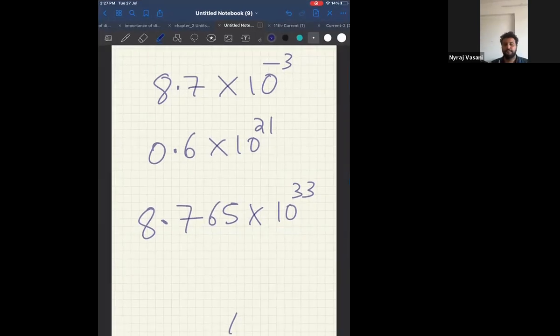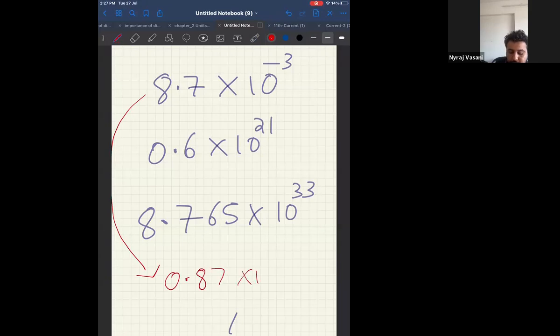Now 8.7 into 10 power minus 3. Let me take this as my first one. Is it of the form a into 10 power n? Yes. Now is a between 0.5 and 5? Answer is no. Then I have to make it in the form of 0.5 to 5. Therefore I will write it as 0.87 into 10 power minus 2. This you should know. It becomes minus 2, not minus 4.